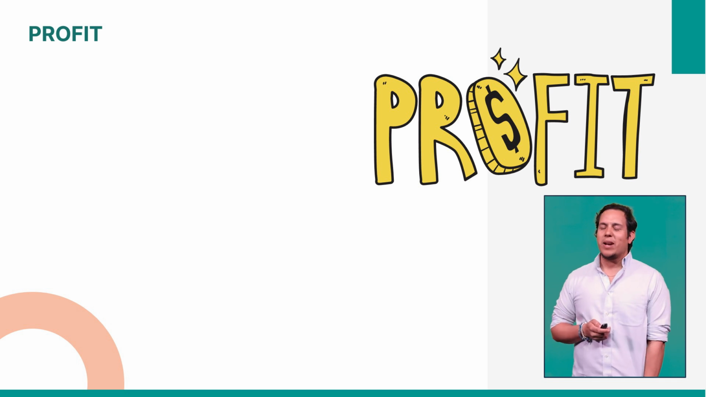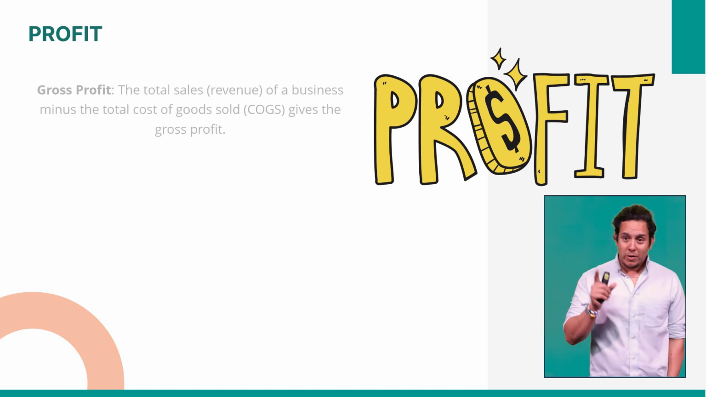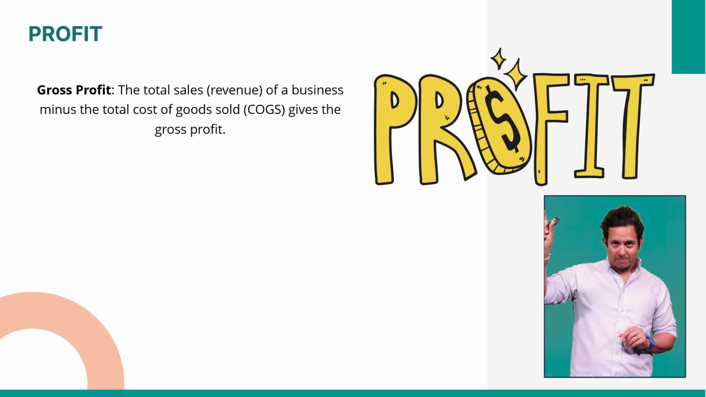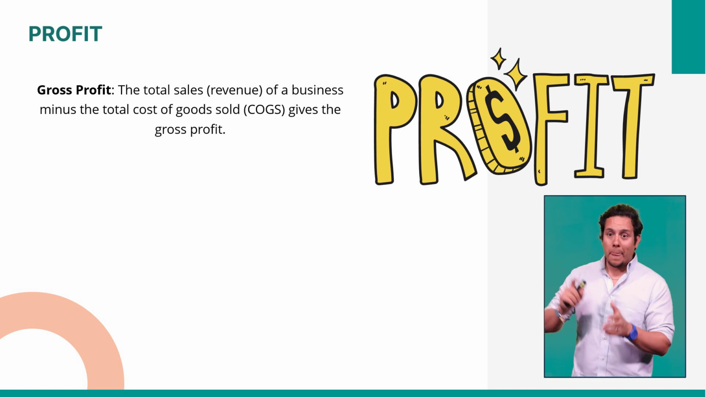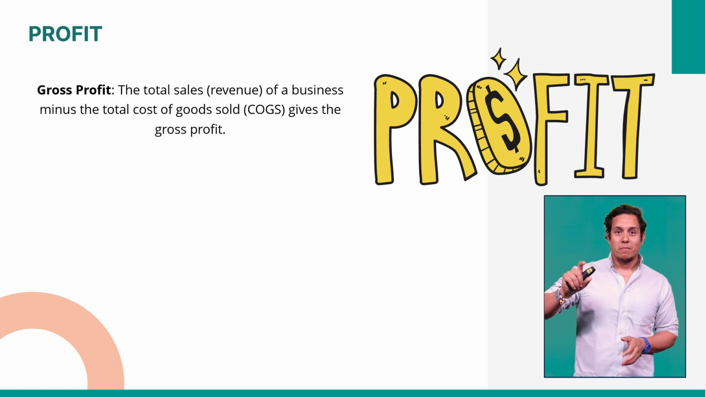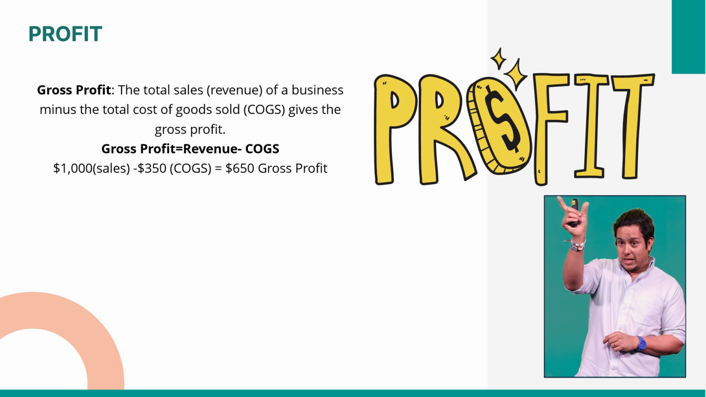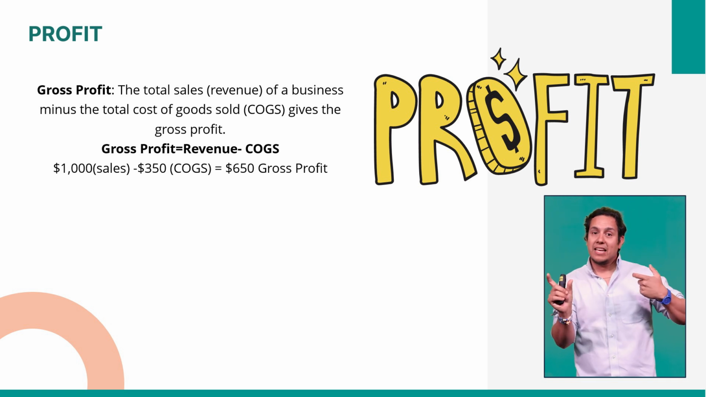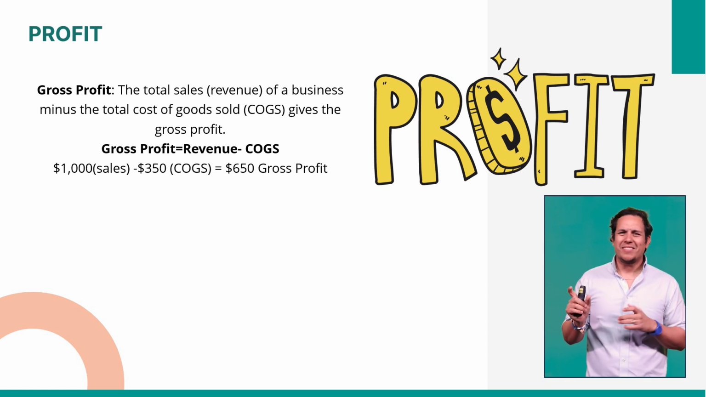What is that? What is this? What does this mean? Well, I've got two types of profits here. We've got gross profit, and this is the total sales revenue of a business minus the total cost of goods. So we've got profit and we've got revenue, right? Revenue, it's the total sales, but then we're going to subtract the cost of goods, and that's going to give us gross profit. Make sense? Not complicated, right? Easy peasy.